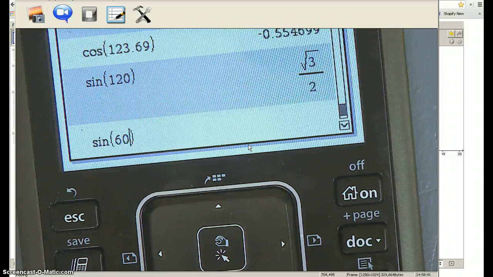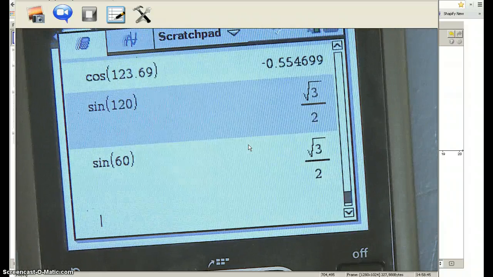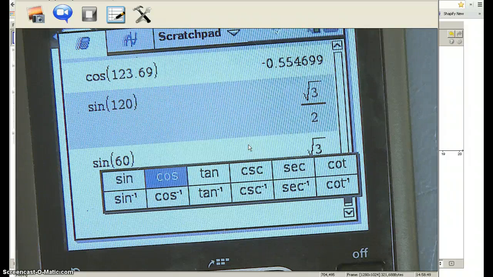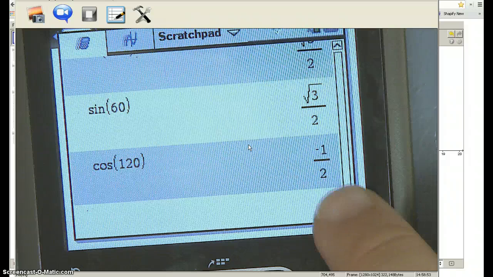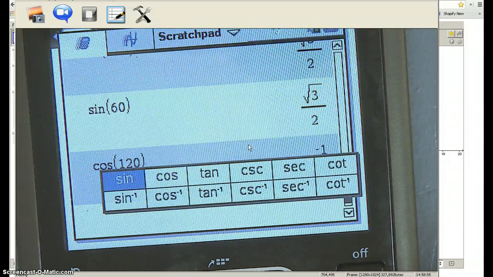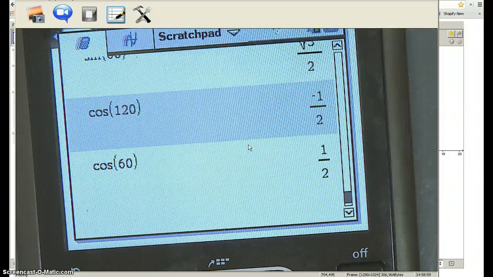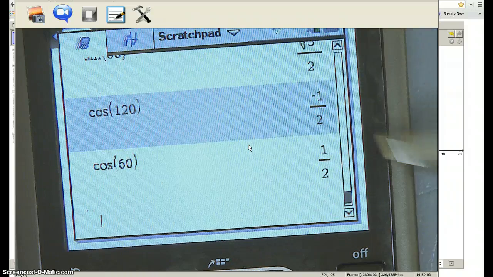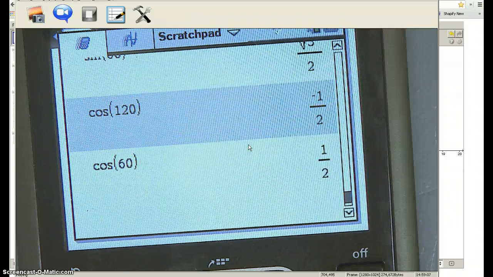of 60, and we get the same exact values. What about the cosine? If I take the cosine of 120, I get a negative value. Cosine of 60, its supplement, is positive. So the acute angle has a cosine that's positive, and the obtuse angle has a cosine that's negative. That's important to know.